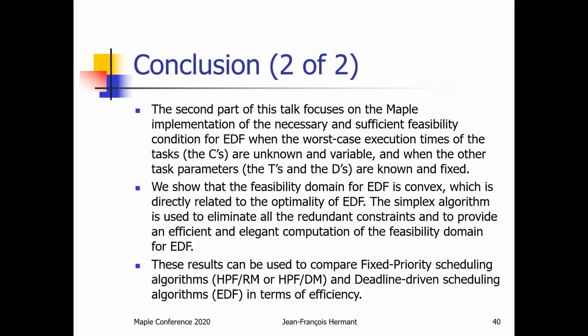The second part of this talk focuses on the Maple implementation of the necessary and sufficient feasibility condition for EDF, when the worst case execution times of the task, the Cs, are unknown and variable, and when the other task parameters, the T's and the D's, are known and fixed. We show that the feasibility domain for EDF is convex, which is directly related to the optimality of EDF. The simplex algorithm is used to eliminate all the redundant constraints and to provide an efficient and elegant computation of the feasibility domain.